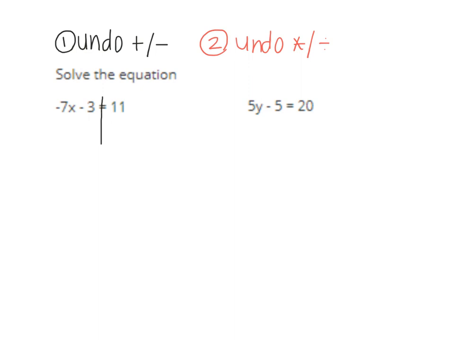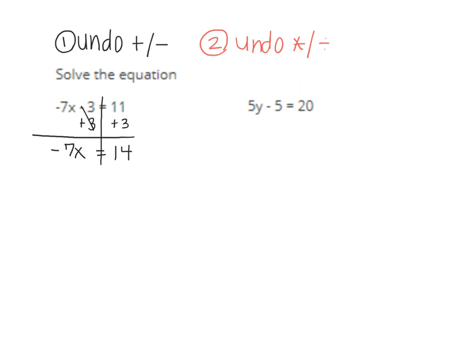I'm going to undo any addition or subtraction I see first. That means I'm going to focus on the minus 3. The opposite of minus 3 would be plus 3. So whatever I do to one side of the equation, I will also do to the other side. My leftover equation will be negative 7x, because the minus 3 plus 3 will cancel out, and then is equal to 11 plus 3, which is 14.